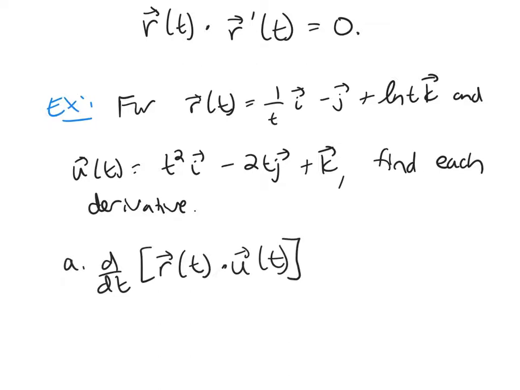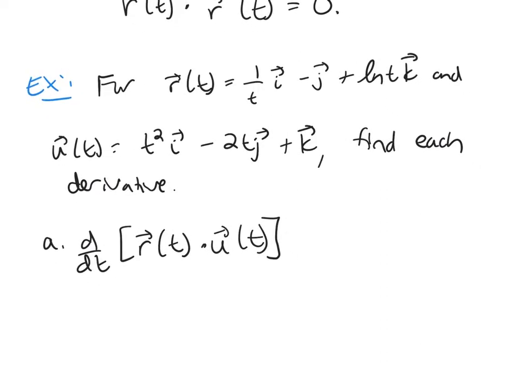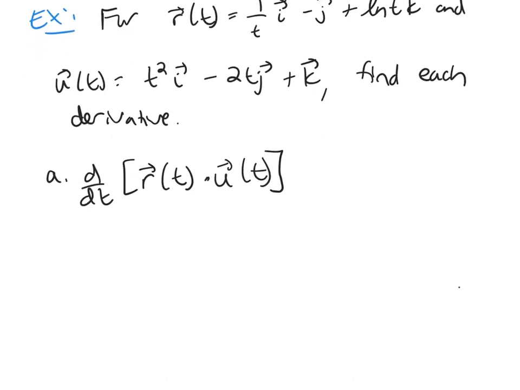So you could compute this dot product and then take a derivative, or we can use our previous properties. I think it's property number 4, which tells us that this is r dotted with u prime plus r prime dotted with u.